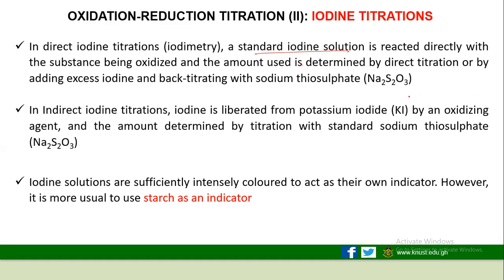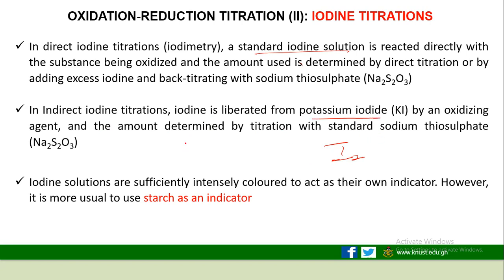Right? But then in the indirect, which we will be talking about in this discussion, everything we will do will be about indirect. What we do is that we don't have the I2 readily available, but we have a reaction that will release the I2 in situ. Now, when the I2 is released, it goes ahead and reacts with the thiosulfate for us. I hope we are following. So that is the idea. And so if we read, we are saying that in indirect titration, iodine is liberated from potassium iodide.